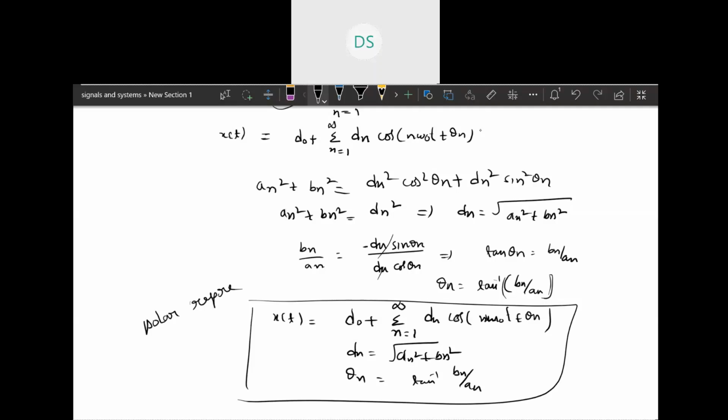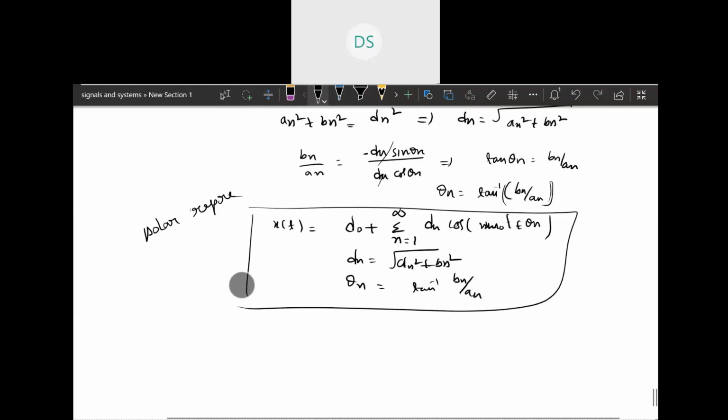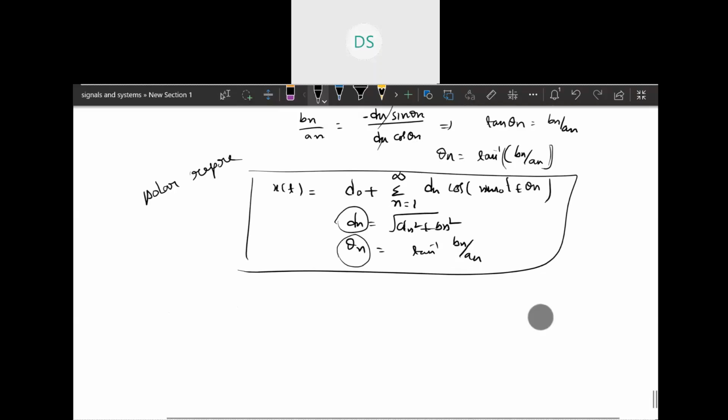Okay, so in the above example you just found, so from this one you can draw the magnitude plot and phase plot, and the magnitude plot is dn versus n omega naught, and in the phase plot it is theta n versus n omega naught. Okay, so we will draw the magnitude and phase spectrum for the above example what we have solved.